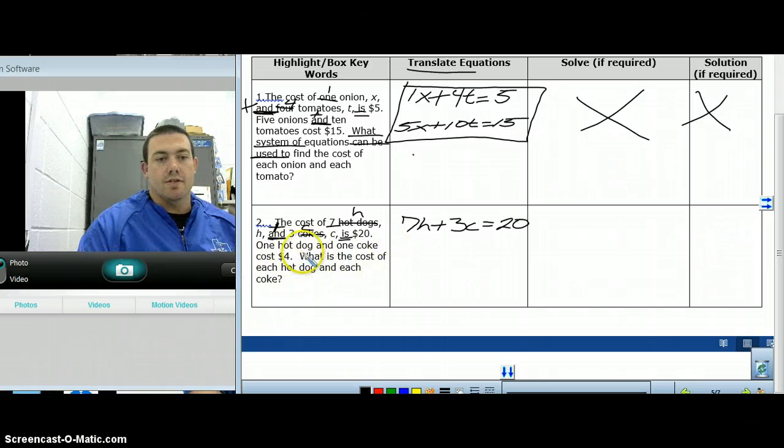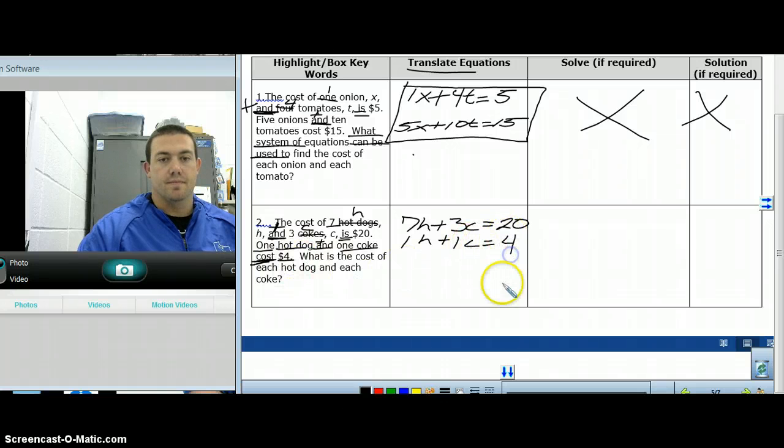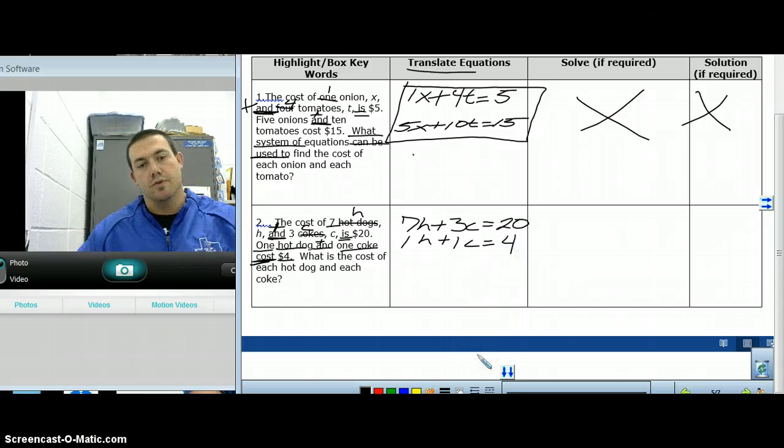All right, the second equation says 1 hot dog, and there's that "and" word again, 1 Coke cost $4. Now the word "cost" in this situation is very similar to the word "is." I didn't talk about it up here, but it is the same thing. That's our equals word. All right, so 1H plus 1C is equal to 4.